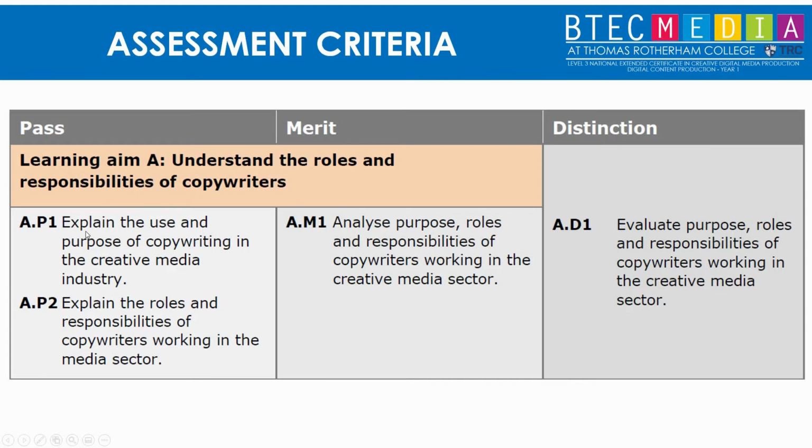So for a pass, it says explain the use and purpose of copywriting in the creative media industry, explain the roles and responsibilities of copywriters working in the media industry. That's pass grade. For a merit, the only thing that changes is the words itself. So it says there, analyse. So obviously they're expecting you to be a bit more critical for a merit and give a bit more examples and a bit more in detail. And a distinction, it says evaluate. So again, the key word there being evaluate. So they're looking at things like pros and cons, strengths and weaknesses, all that stuff, okay? So the key for distinction grade is the detail, okay? That's the only word that's different now, is evaluate, okay?